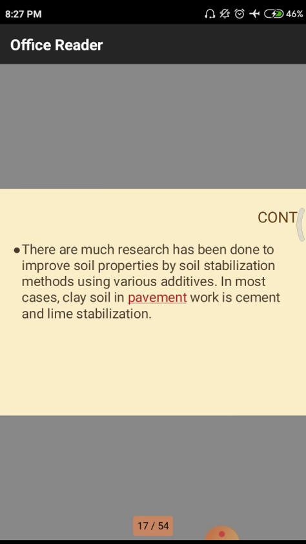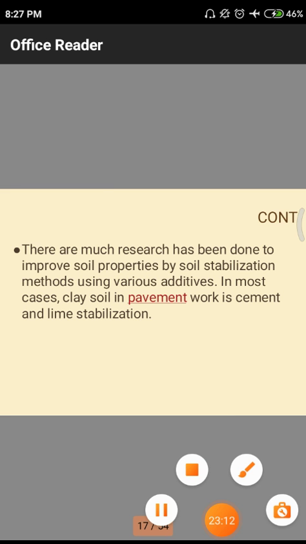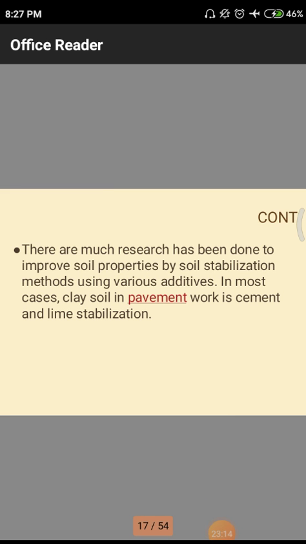Next, a lot of research has been done to improve the soil properties by stabilization measures. They use various additives in most cases, like clay soil in pavement work, and cement and lime stabilization. The different points we discussed previously are all simply given as a conclusion sentence here. That means a huge amount of research has been done to improve the soil properties.